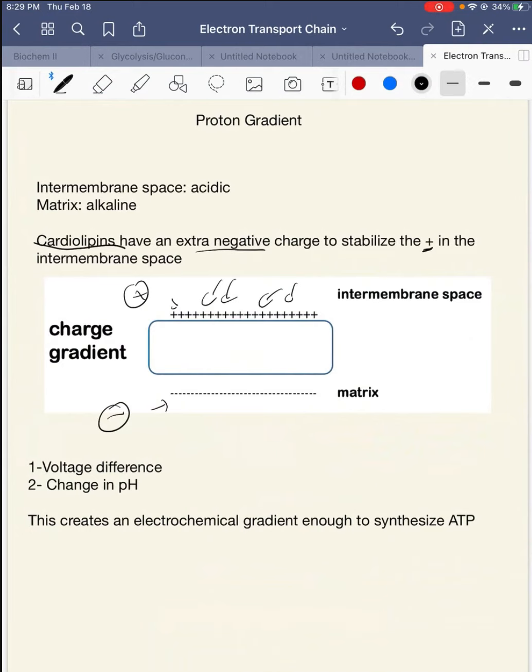So we make a voltage difference, and this is also a change in pH. The voltage difference is from the positive sign in the intermembrane space and the negative sign in the matrix, and the change in pH is from those being protons, and those contribute to pH. So this is an electrochemical gradient, and that's actually enough to allow us to synthesize ATP, which we'll talk about with ATP synthase in a bit.